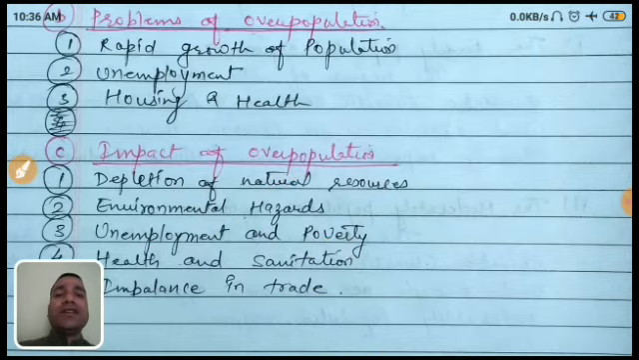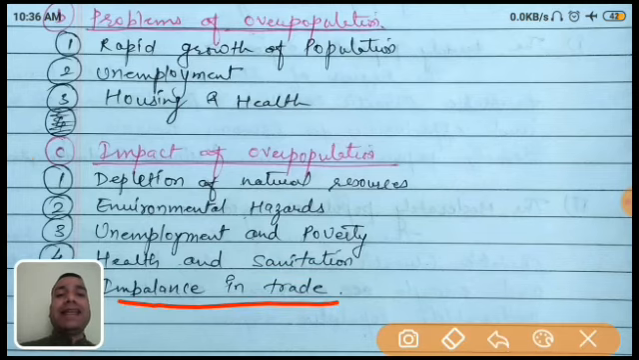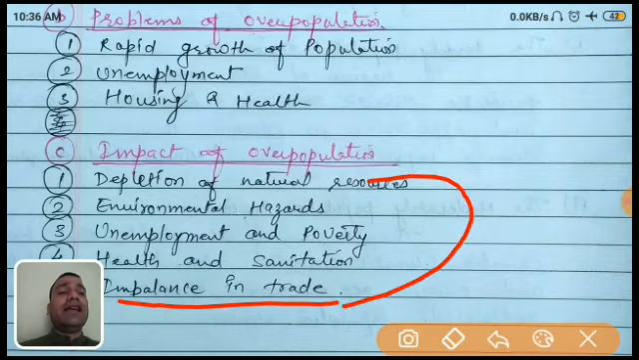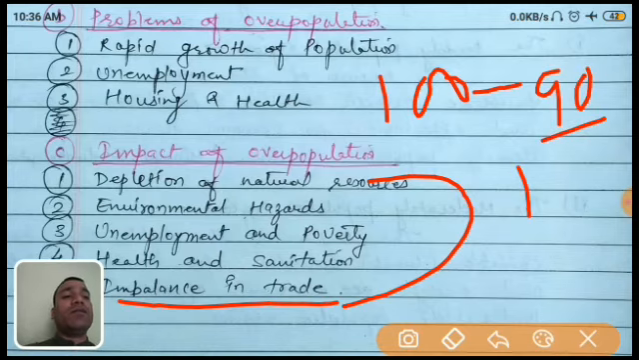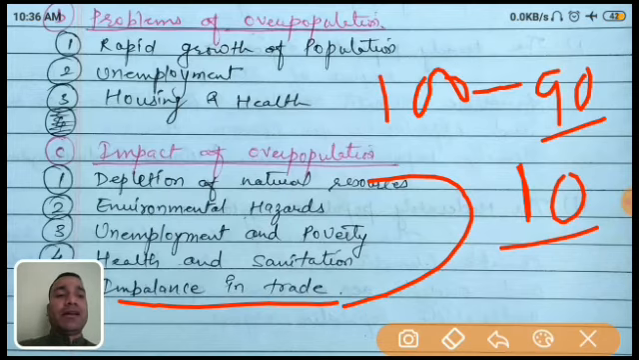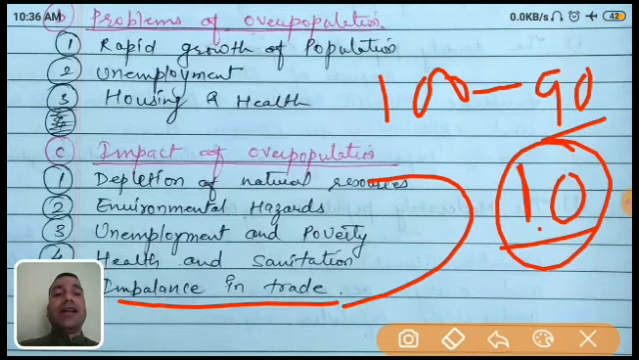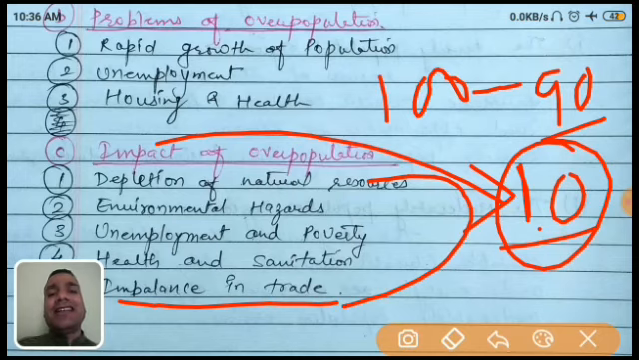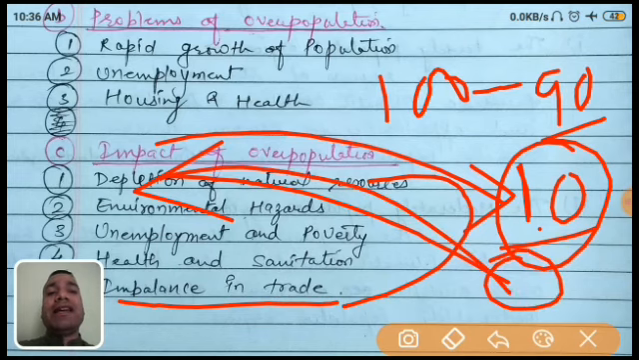Okay, and the last one, which is very important, is the imbalance in trade. What is imbalance in trade? If the resources are depleted, just like 100 people are there and food grains are available only for 90 people, what will happen? We require food for the 10 people. We get this food from another country, so we import this food either from China, America, or any other country. We give money to that country, so our economy is decreasing, our money is going to another country. For what? For maintaining our population. So definitely the trade is increasing.